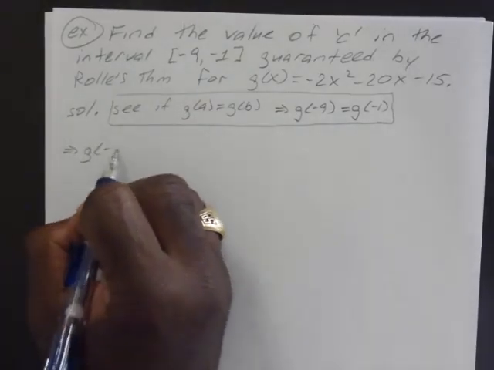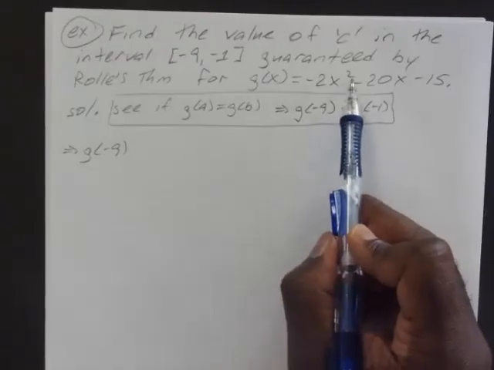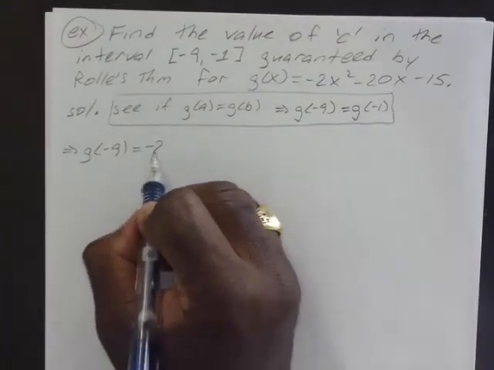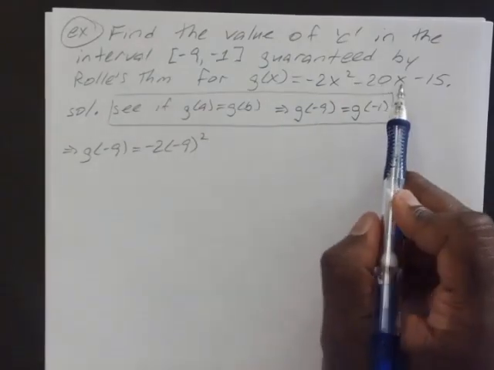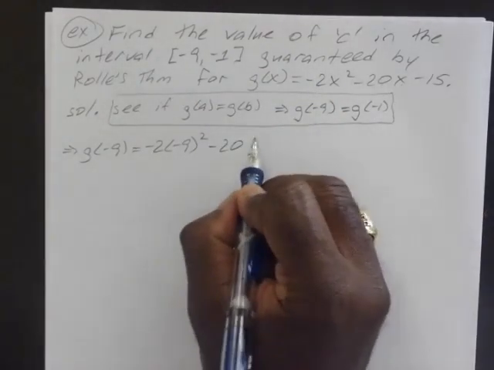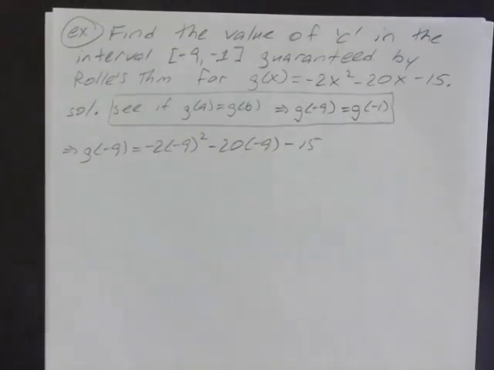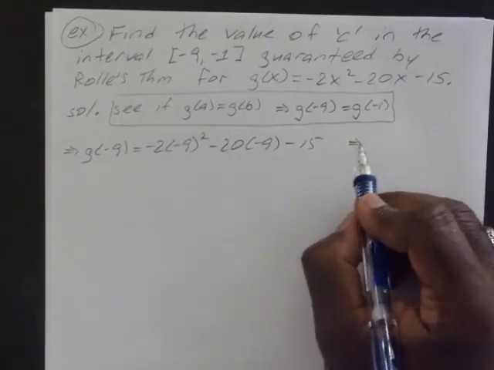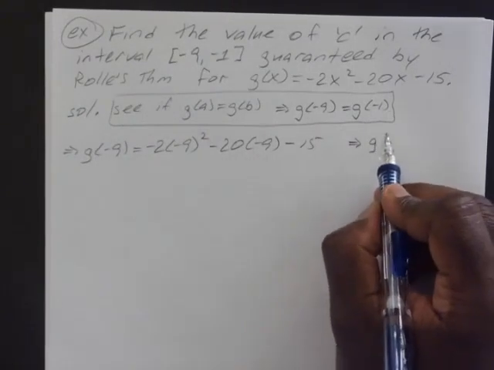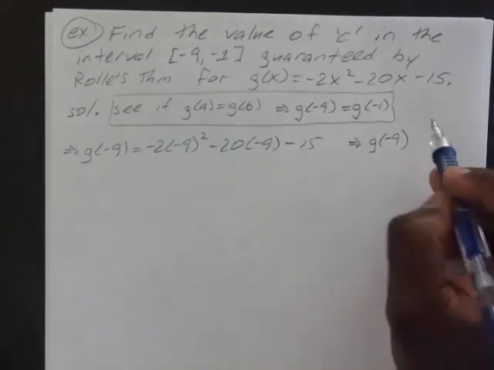Okay, so g of -9, that's just -2 times -9 squared minus 20 times -9 minus 15. I just plugged all of that into the calculator because I didn't feel like doing it by hand, but g of -9 is equal to 3.